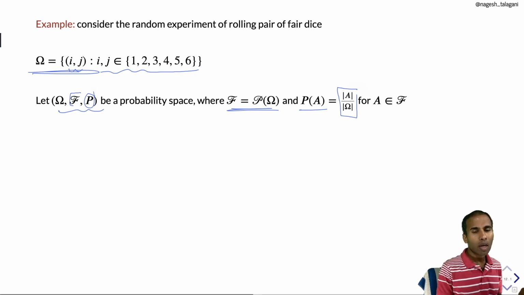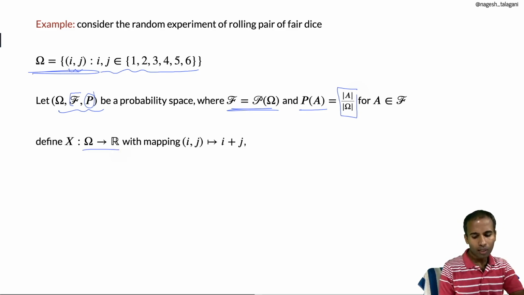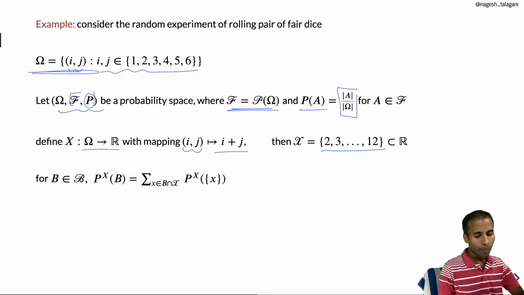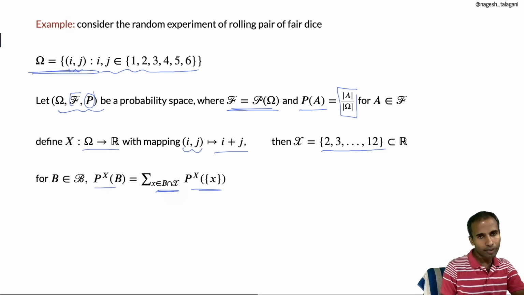Now let's look at a random variable defined on this probability space, which denotes the sum of the dice. So X is a function from Omega to R with the mapping outcome (i, j) quantified to i plus j. The range of this function, script X, is going to be 2, 3, and so on up to 12, which is finite, so X is a discrete random variable. In this case, for any Borel set B, Px of B is computed as the summation of Px of the singleton x, where x varies over B intersection script X, from the above result.